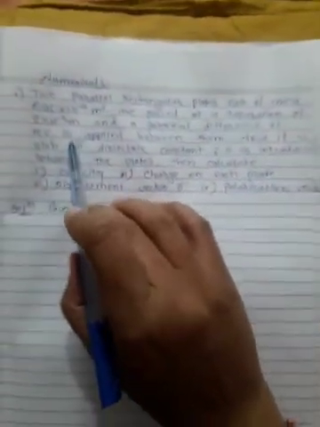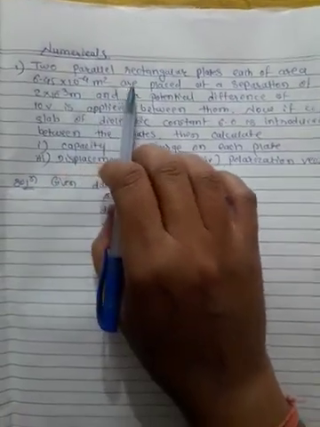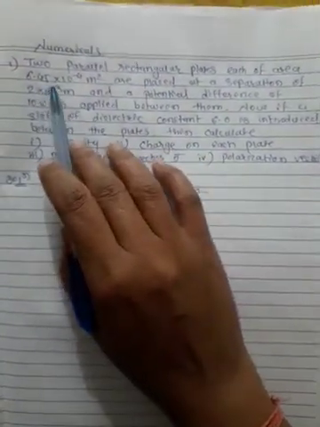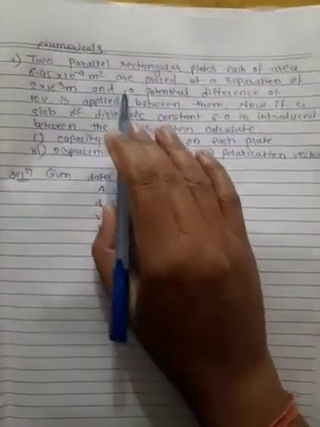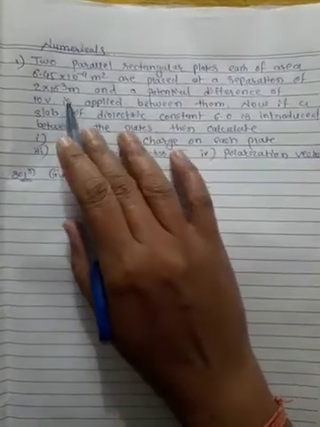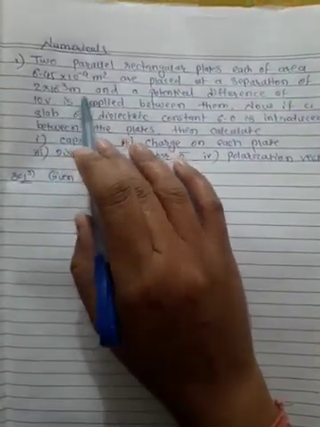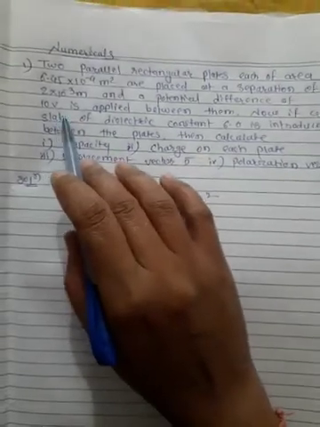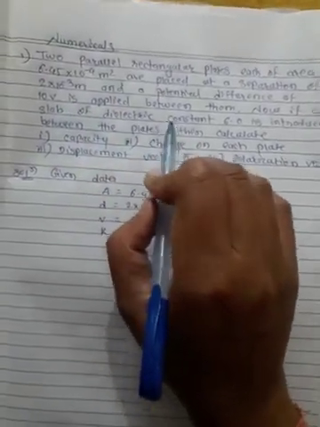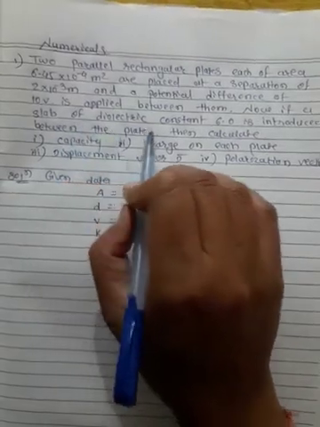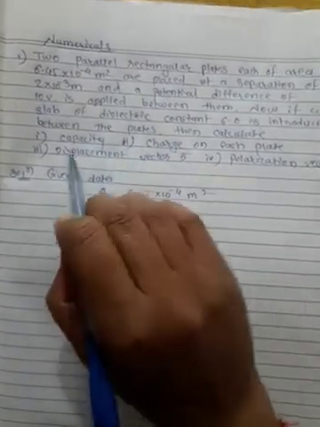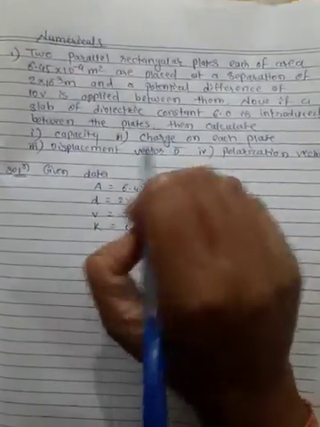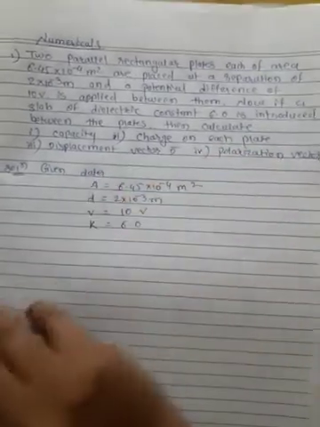The first numerical is: two parallel rectangular plates of each area 6.45 into 10 to the minus 4 meter square are placed at a separation of 2 into 10 to the minus 3 meter, and a potential difference of 10 volt is applied between them. Now, if a slab of dielectric constant 6 is introduced between the plates, then calculate the capacity, charge on each plate, displacement vector and the polarization vector.